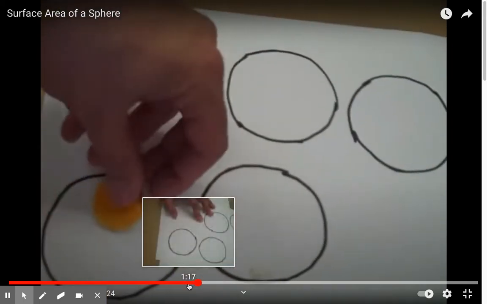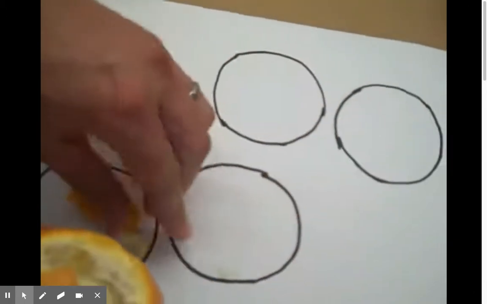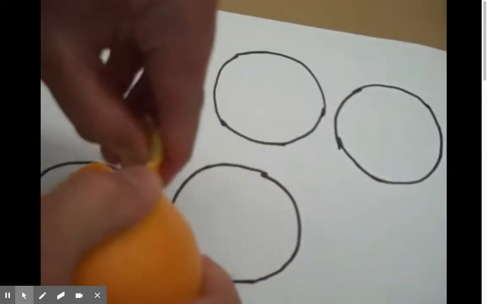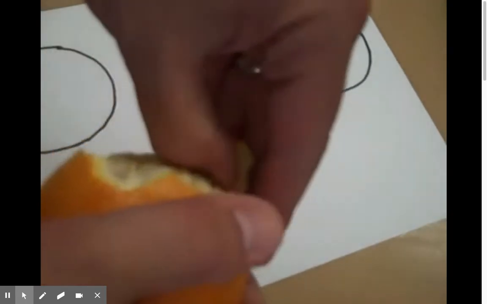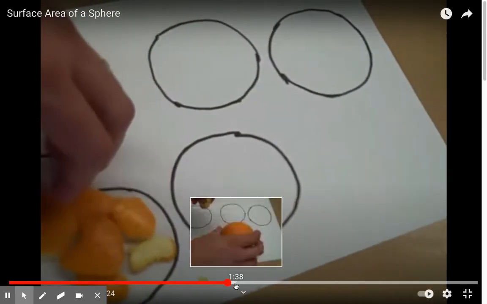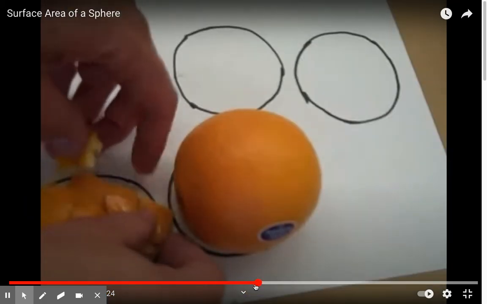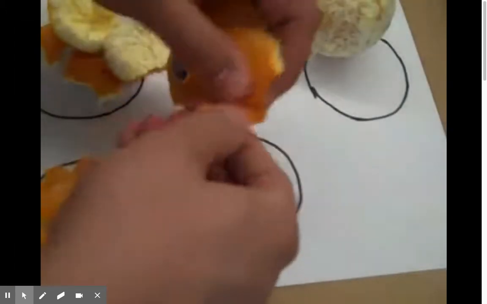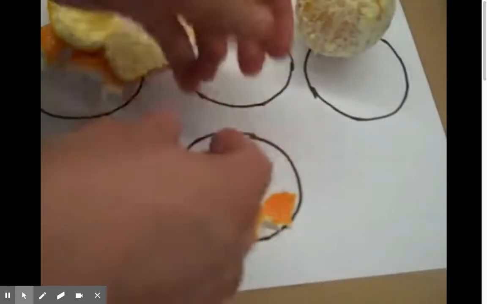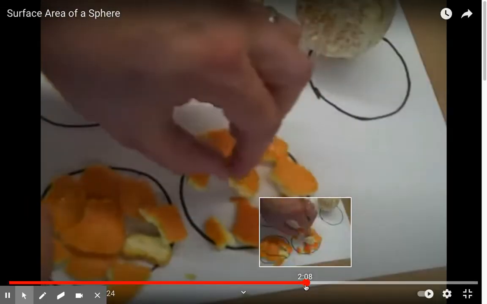Okay, and now we're gonna take the peel of our sphere and fill up as many of these circles as we can. We'll see how many we fill up with that peel. So again, we're going to fast forward a bit here because we have the luxury to do so. And we see that we completed that one, so we're going to move on to the next circle. And again, we're going to rip it up into pieces to cover up that full circle. And we're going to keep going.